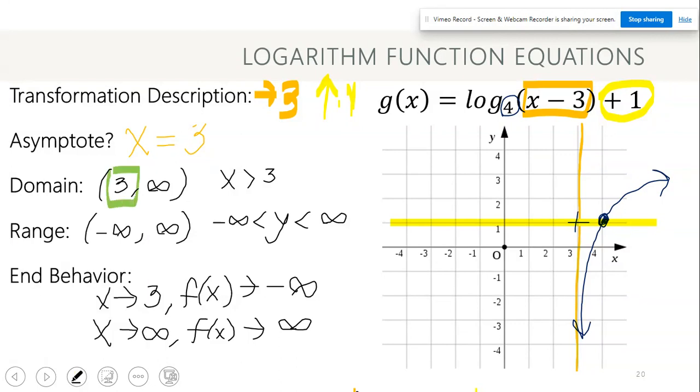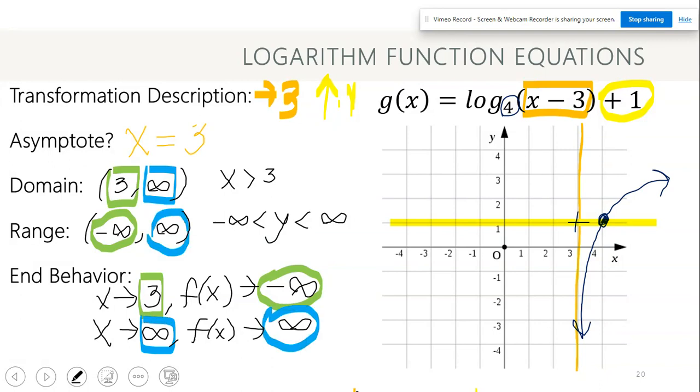The domain values affect the x for the end behavior. The range values affect the y. And it's kind of like the domain and range on the left side affect the left end behavior. The domain and range on the right side affect the right end behavior.